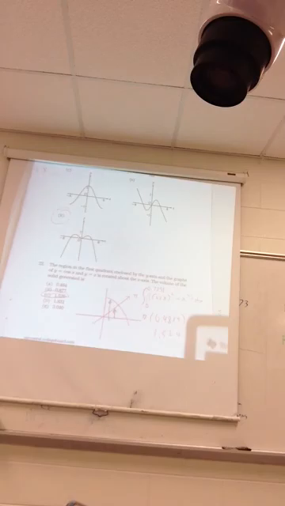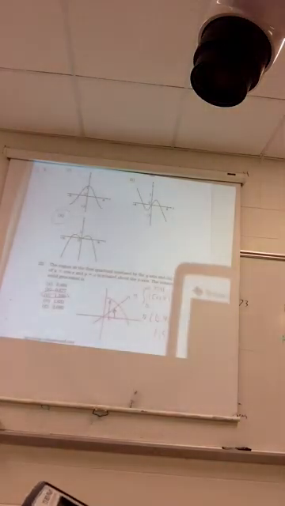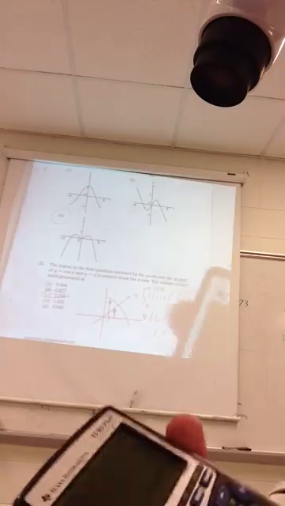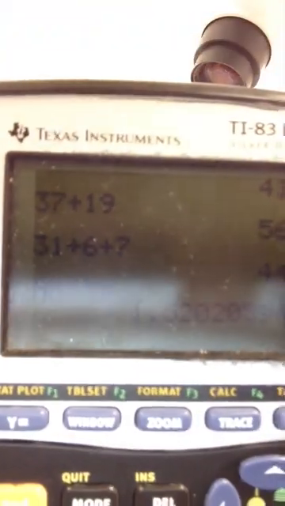So I'll push enter, and it tells me that I have a value here of 0.48389. So I take that value and I multiply it by pi, and that gives me the value of 1.52.